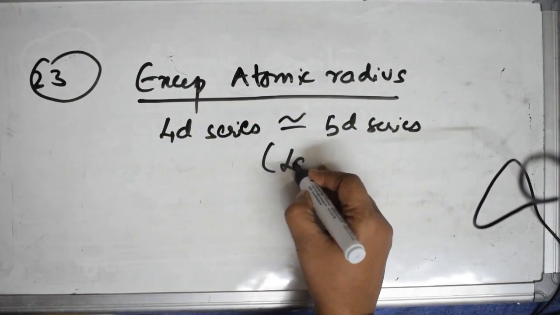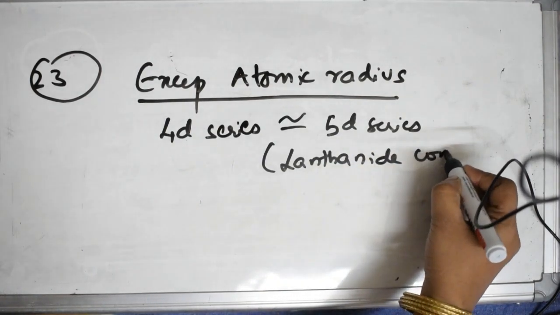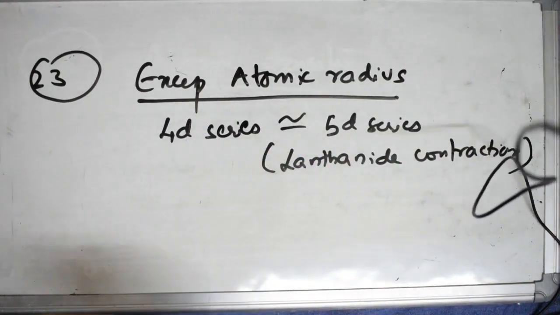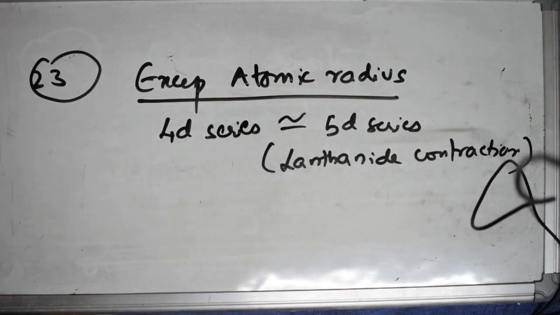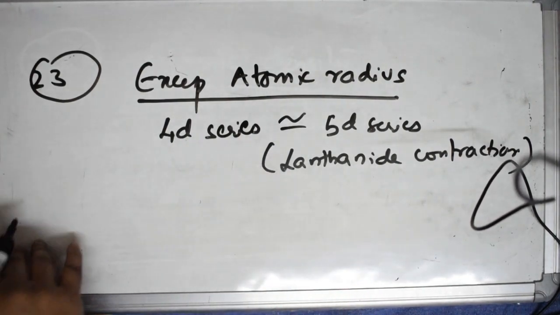Here, because of lanthanide contraction, the atomic radius is almost approximately equal to the 5d series because of this contraction which happens in that. So this is in the d block, right?